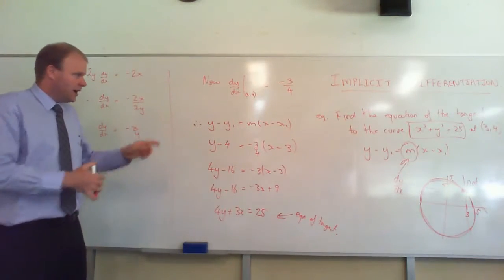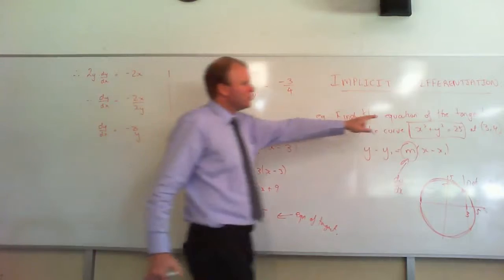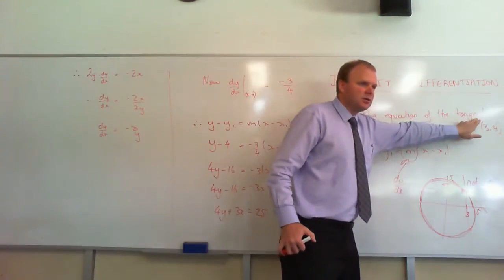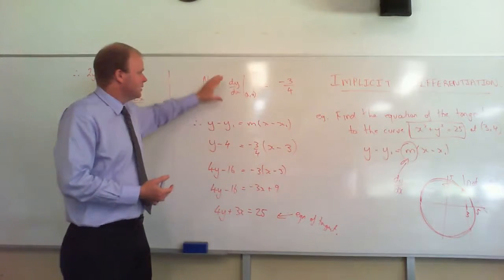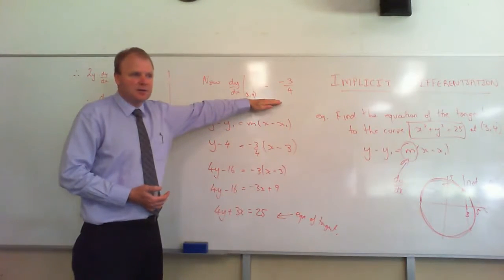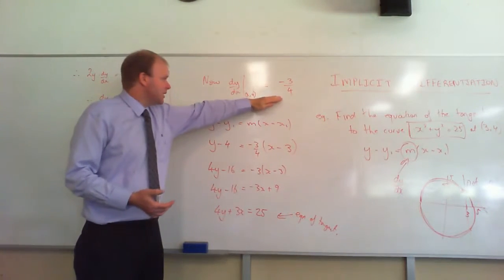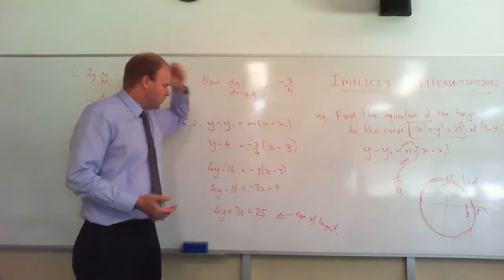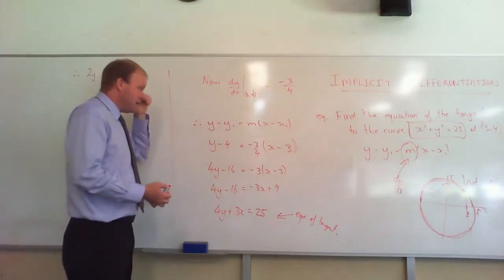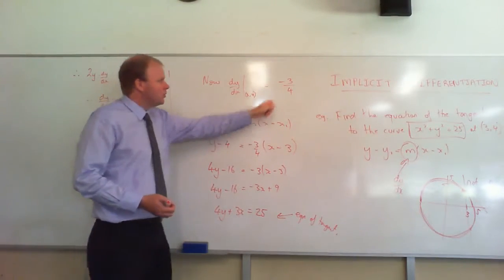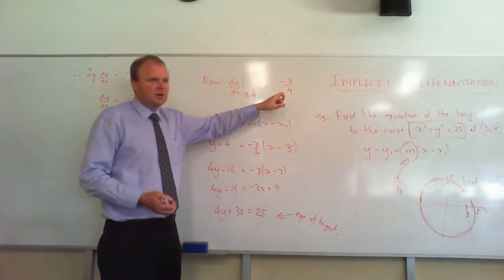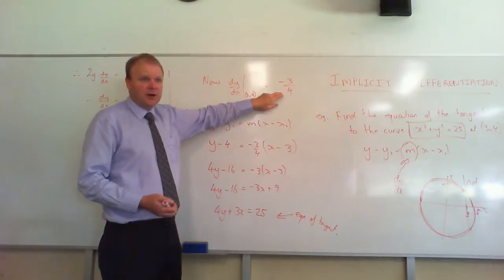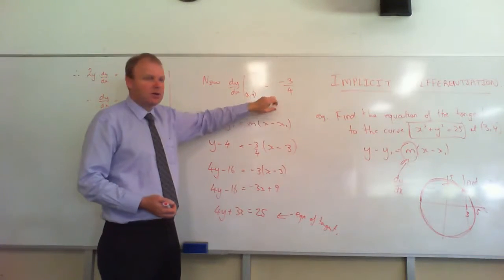If the question asks for the equation of the normal, we would go through this same process up to here. The equation of the tangent, we would still get to there. But what would be our gradient of our normal if this is the gradient of the tangent? Negative 1 over that. Okay?